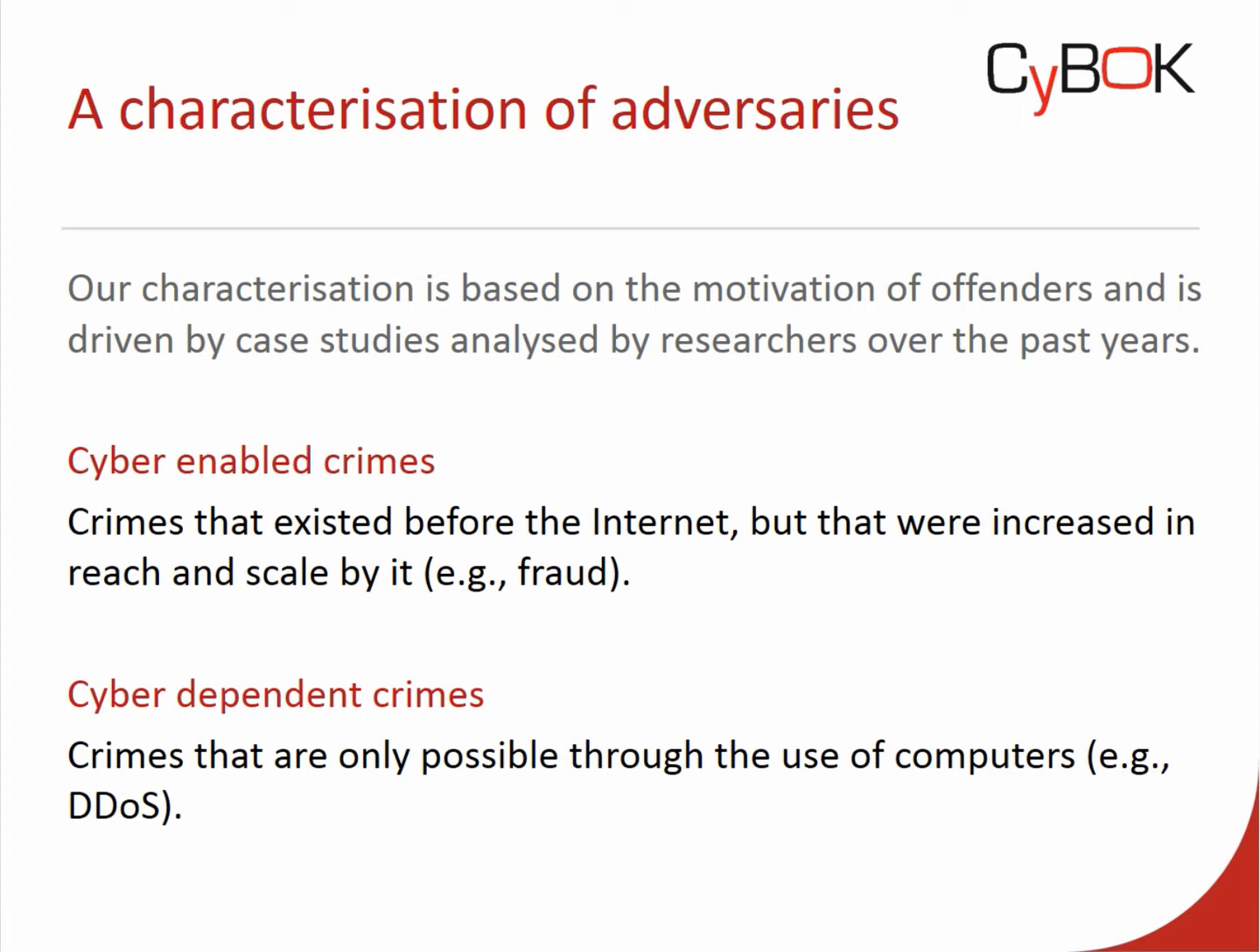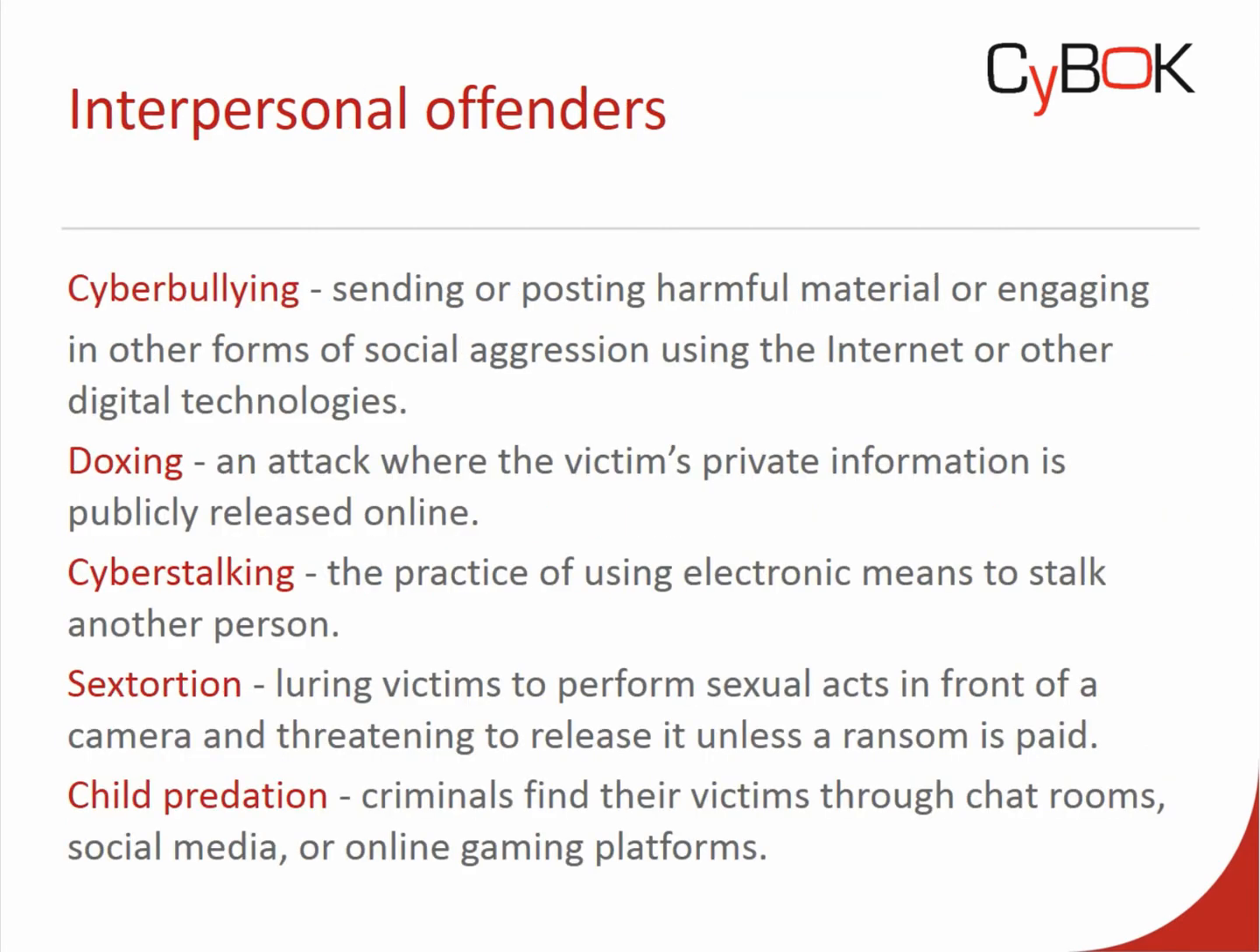So keeping in mind this difference between cyber-enabled crimes and cyber-dependent crimes, I will focus on different types of offenders and the type of crimes that they are perpetrating on the internet. And the first one are interpersonal offenders. So these are crimes that happen from person to person, so they're reasonably small-scale crimes, and typically they have one perpetrator and one victim.